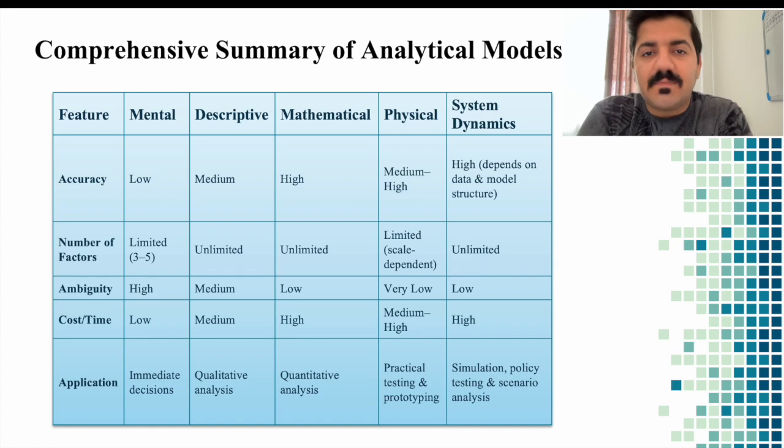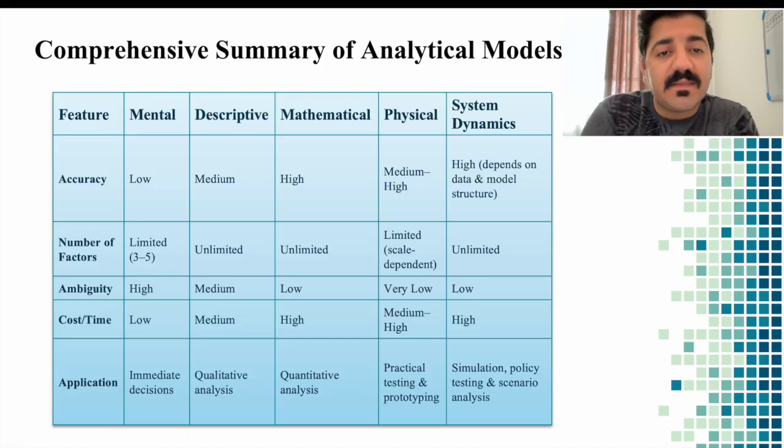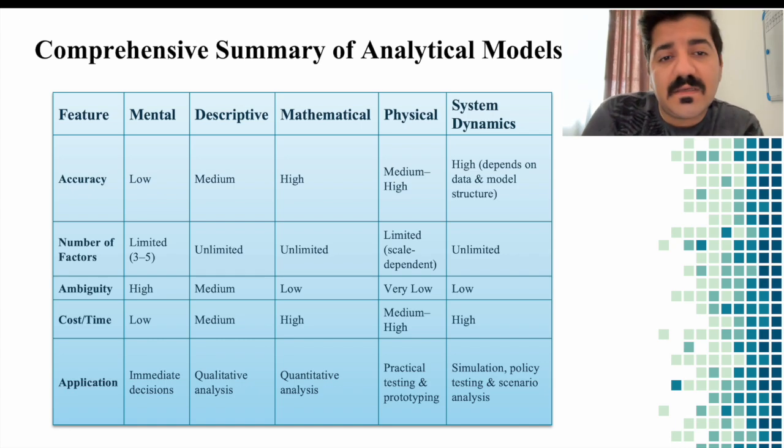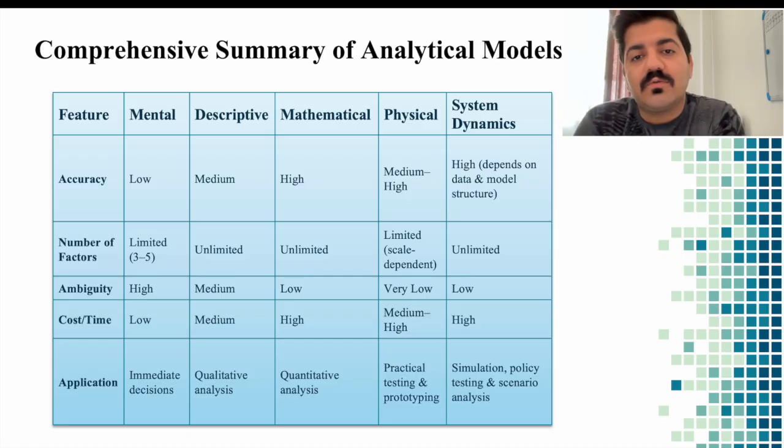And system dynamics excels at simulating a complex system with unlimited factors and high accuracy performance, and is perfect for policy testing, but demands significant data, expertise, and resources. I should notice that each model type trades off speed, cost, and complexity for different needs, from snap judgment like mental to long-term forecasting like system dynamics.